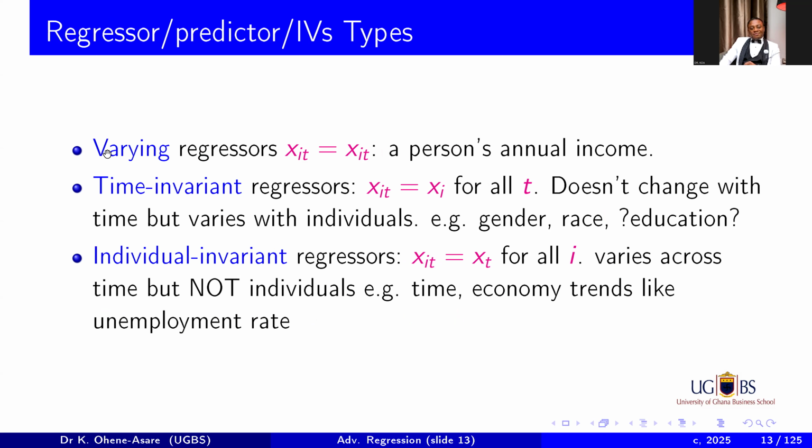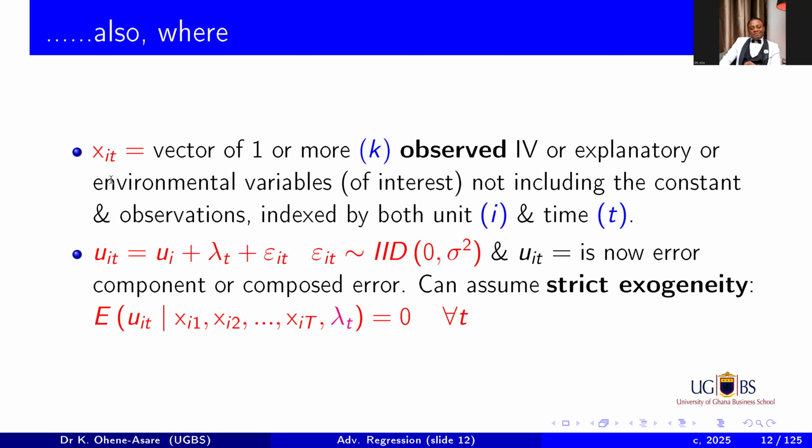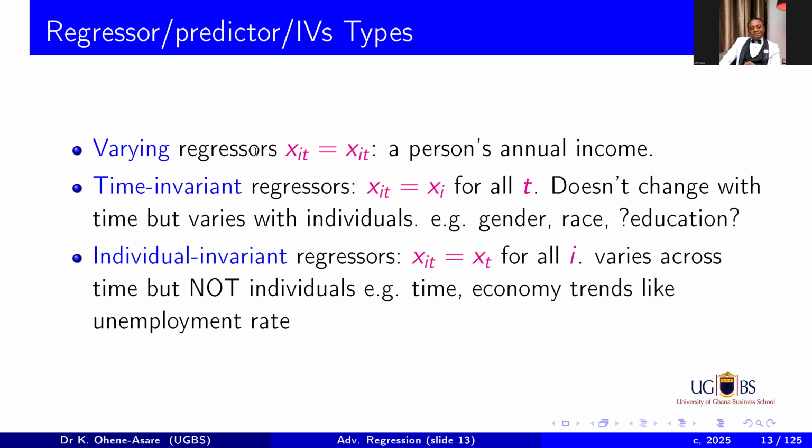Now let's go back to the x's. There are three kinds of independent variables. One, we have varying regressors. A person's annual income, they have the i t. We have those regressors that are changing. For example, your salary every year is changing. It changes from person to person and also changes across time. This is a typical example of a varying regressor. And then you can also have time invariant regressors, which means they are individual constant. That's what it means.